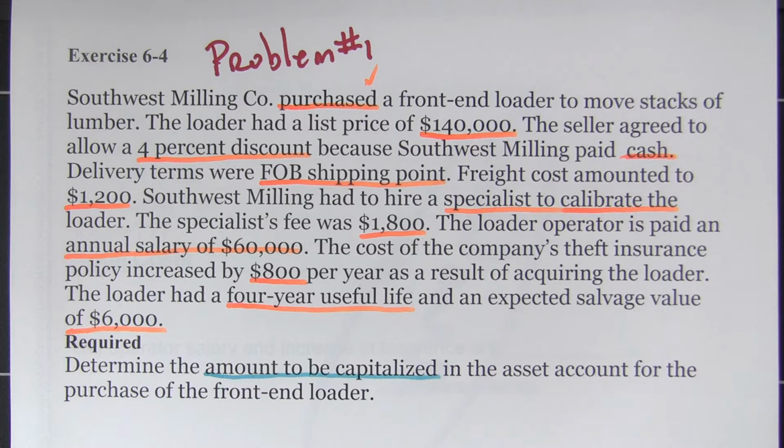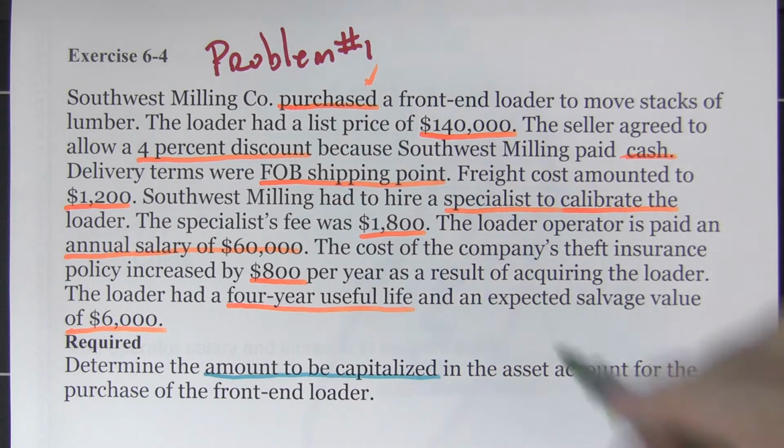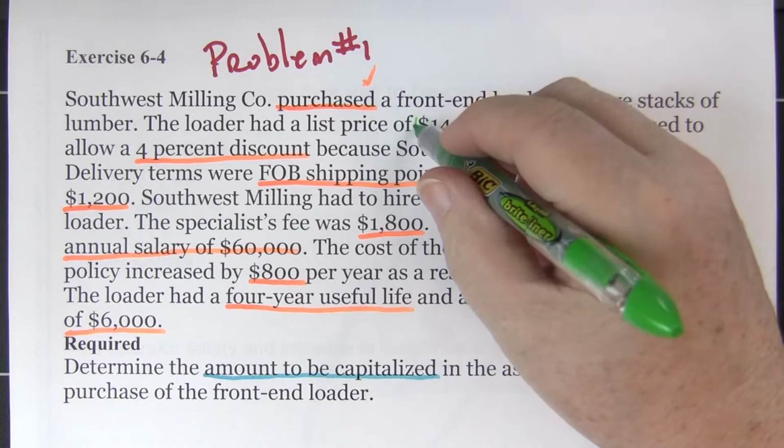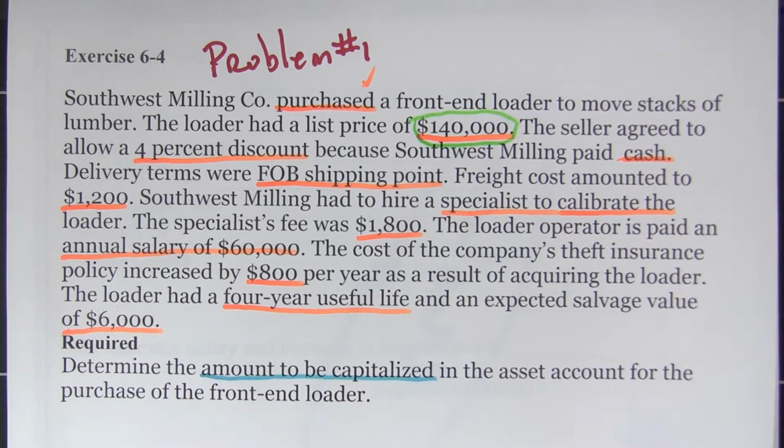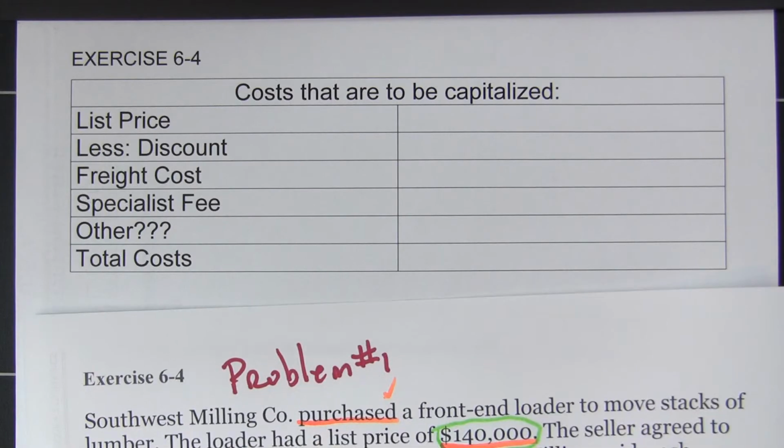So, let's go through and pick out what we need. And I'll circle those in green. I'll eventually run out of colors. Let's see what we need. Okay, so we're going to need $140,000. So let's write that in. The list price, $140,000.